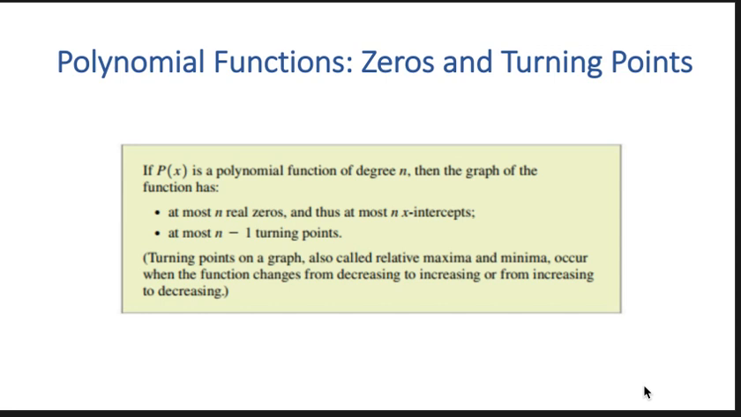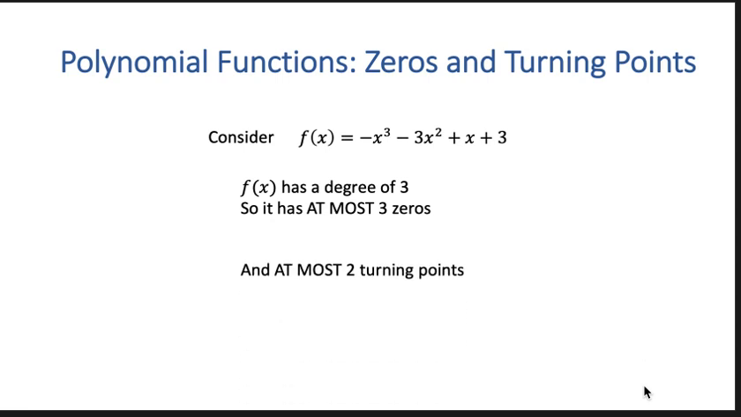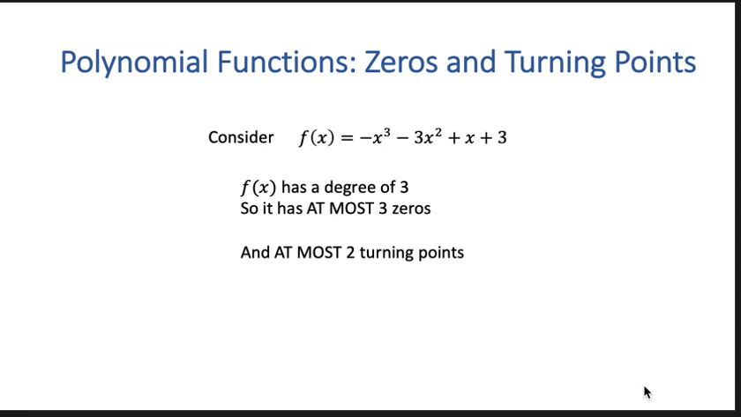It's best if we look at this with a specific example. So here's a specific example. f of x is equal to negative x cubed minus 3x squared plus x plus 3. What we need to know is the degree of this function, which you should understand from previous screencasts. The degree of this function is 3. And by the definition on the previous screen, if the degree is 3, then there are at most 3 zeros, and then there are at most 2 turning points.